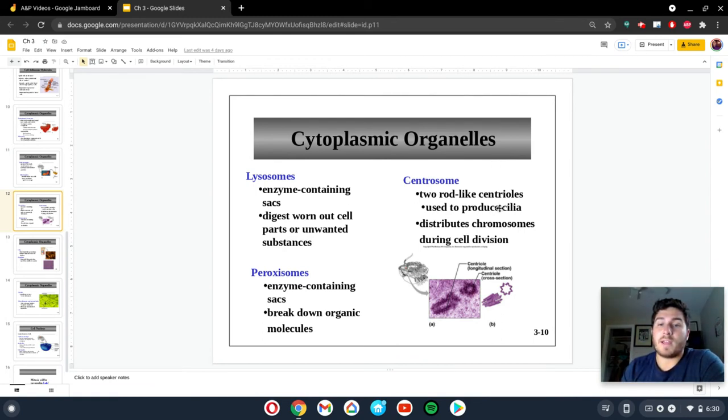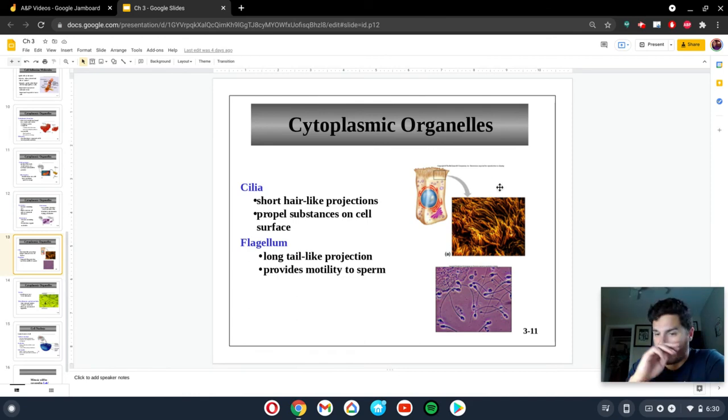They are two rod-like centrioles, and their job is to produce cilia, which are like little hair-like projections. I think of them kind of like ropes. And their job is to help out during cell division. These are going to be used to help make sure that we organize our chromosomes and pull them apart so we have equal amount of chromosomes in each new cell. So they're very important for that. We'll talk more about those when we get to the cell cycle.